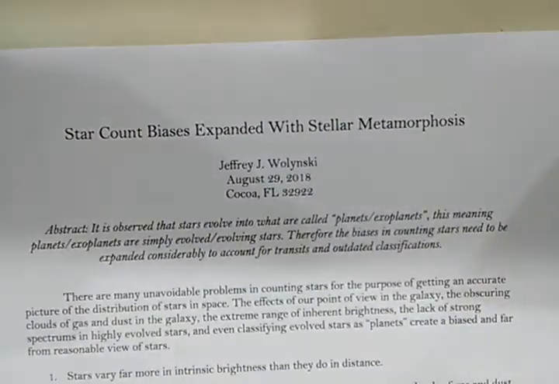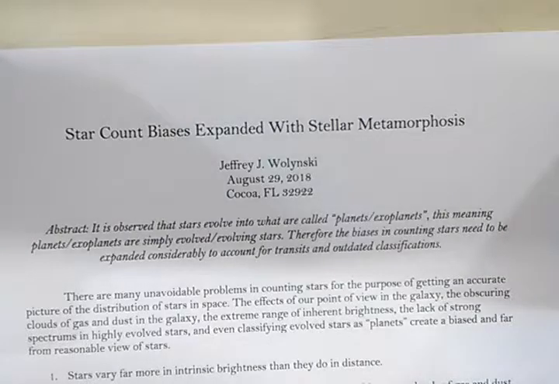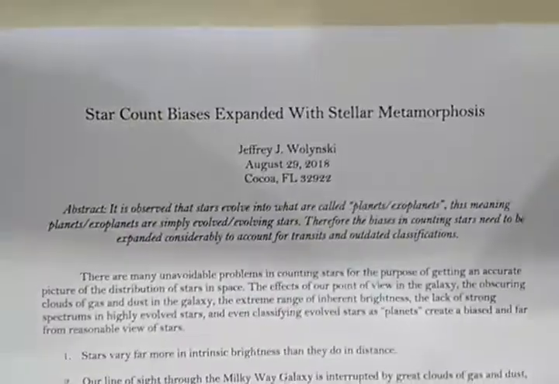So here's a quick paper I want to share with you guys. Star count biases, and I expand them with stellar metamorphosis. The title of the paper is... or the abstract. It is observed that stars evolve into what are called planets and exoplanets. This means planets, exoplanets are simply evolving stars. Therefore, the biases in counting stars need to be expanded considerably to account for transients and outdated classifications.